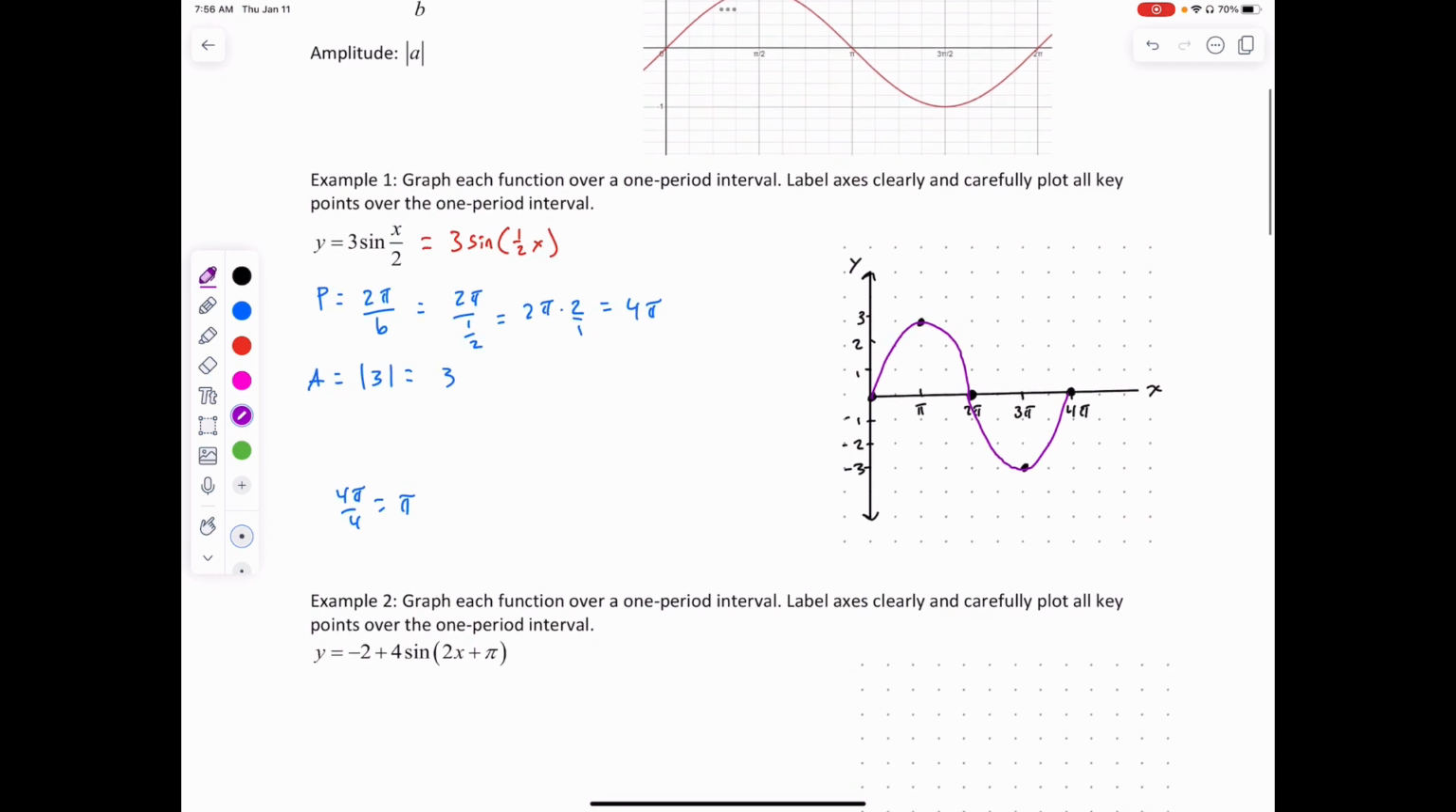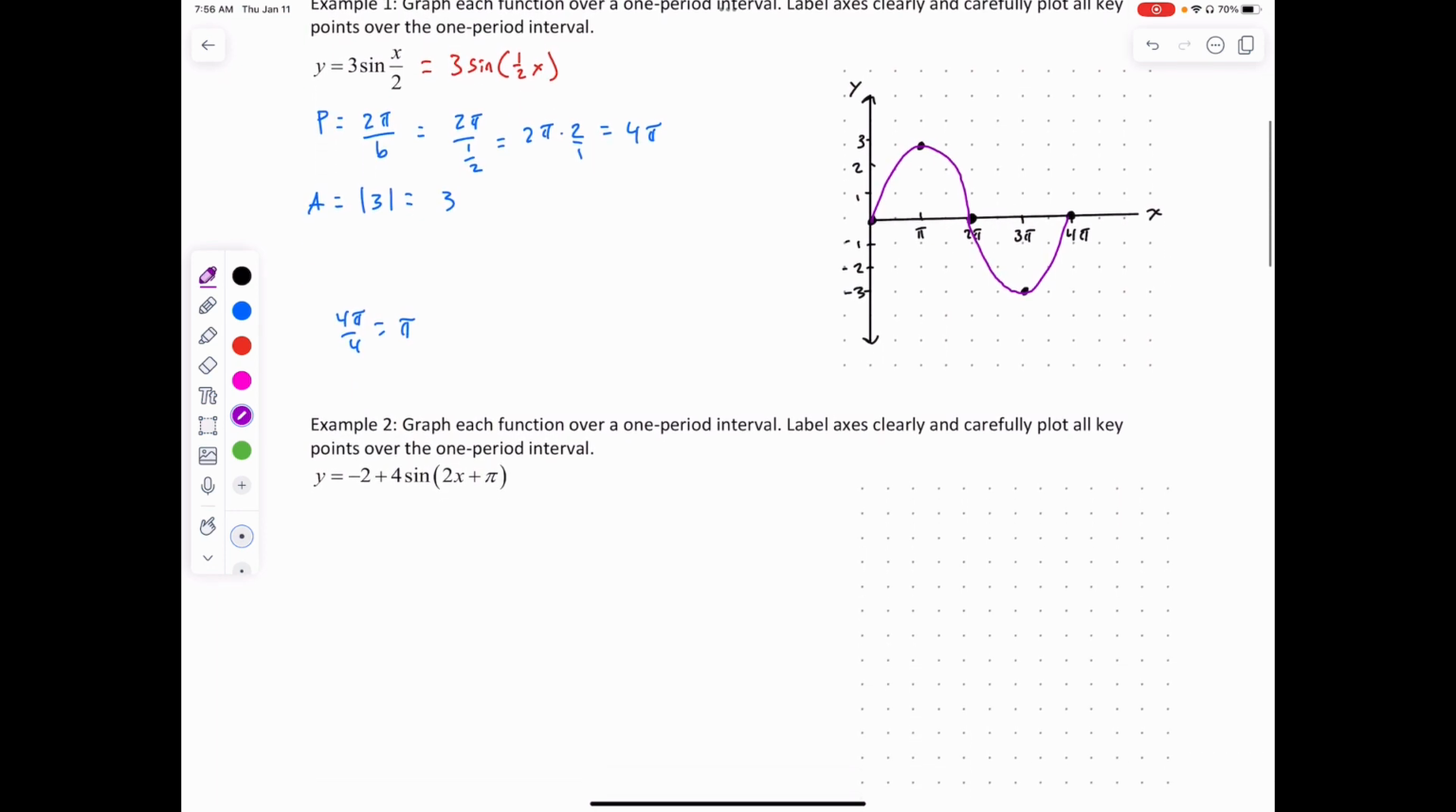All right, on this next problem, we're going to do the same kind of thing, but we've added a couple additional pieces to this. We've got transformations, or specifically translations. We're adding -2 to it, and we're shifting the inside by this pi.